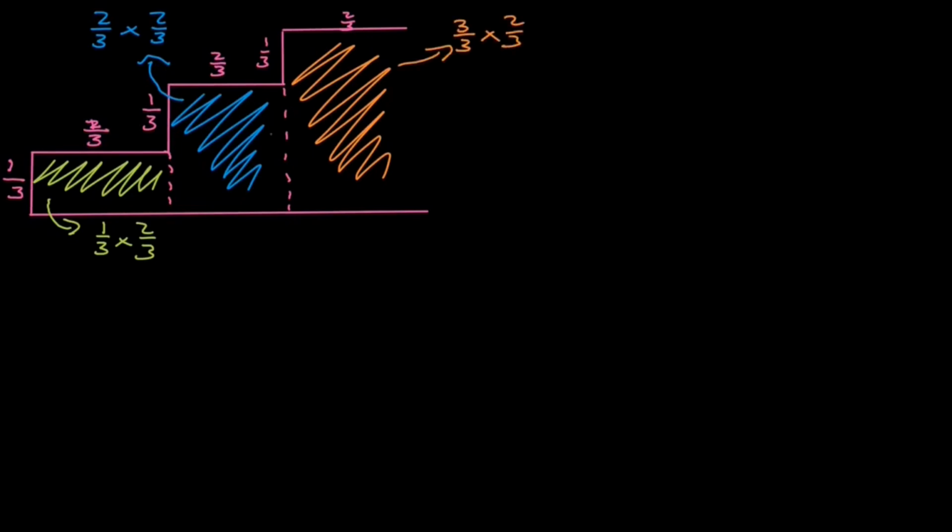And you can already see a little pattern forming. First one is 1 over 3 times 2 over 3. The next one is 2 over 3 times 2 over 3. The next one is 3 over 3 times 2 over 3. And the following one will probably be 4 over 3 times 2 over 3. And now we can note that the area is equal to the sum of all of these things.